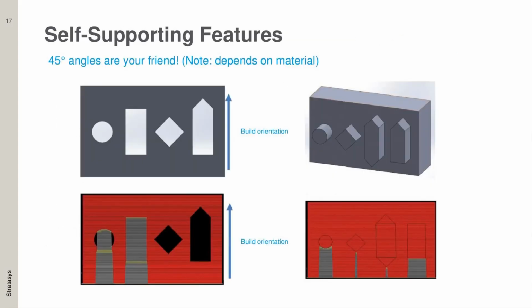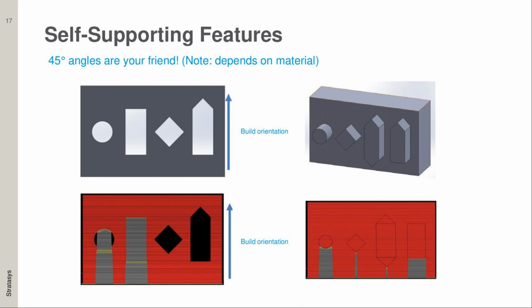Another thing to consider is how to minimize or optimize your part. So once you've designed your part to print, there are all sorts of little tips and tricks you can do to optimize it even further. And in general, what I tell people is 45-degree angles are your friend. Now this depends on the material, so it's really 40 to 50 degrees of angle, but the general principle is that there are certain geometric features that are self-supporting, and it means that you don't need to use support material.